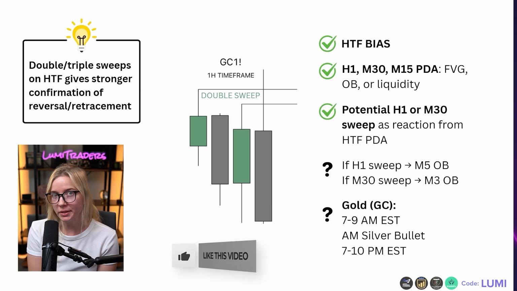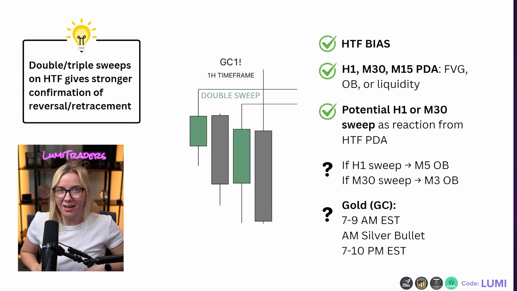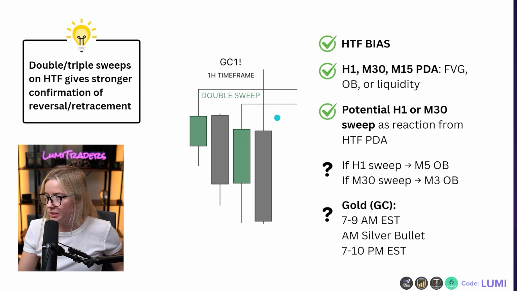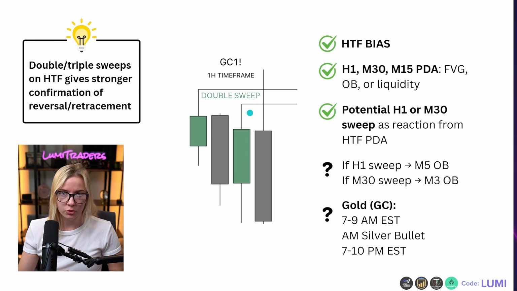Also, guys, I would like to share a tip with you. For example, when we have a potential hourly or 30-minute sweep, and we see we have double or triple sweep. So what do I mean by this? Let's say we see we have one candle swept 2 or 3 previous highs or lows. For example, we got one sweep, we got 2 sweeps with one single candle. I call this double sweep. So basically, it gives us stronger confirmation of reversal retracement.